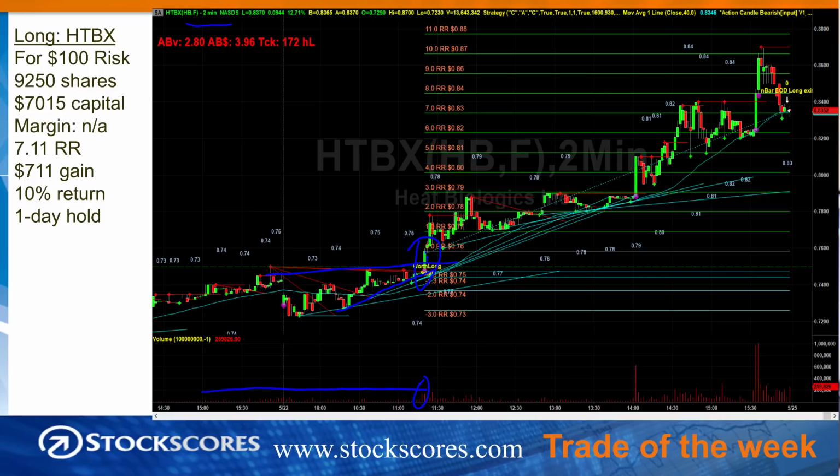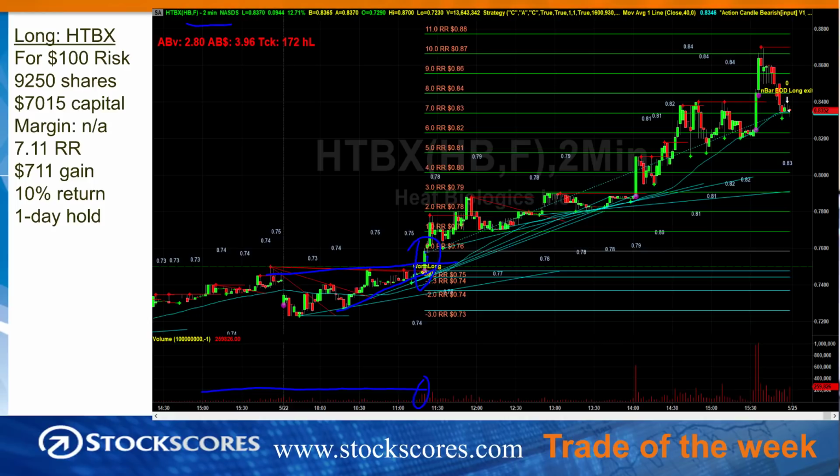All right, so if we go through the economics, because it is under $3, we cannot margin this stock, which means we have to put up all of that capital, all $7,000, in order to buy the 9,250 shares that our risk management calculation tells us to do. Well, that meant that at the end of the day, this stock had made $711 before commissions, and on $100 of risk, that represented a 7.1 RR gain, risk reward, for a 10% return on a one-day hold.